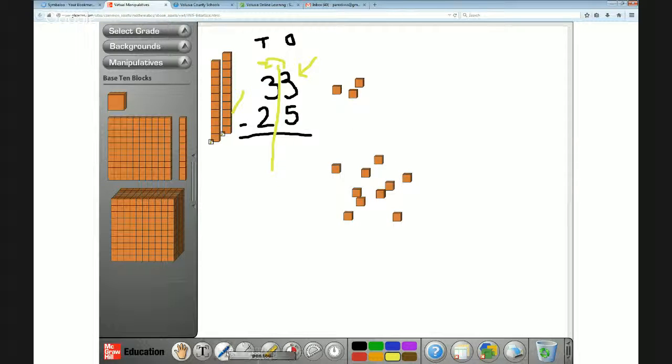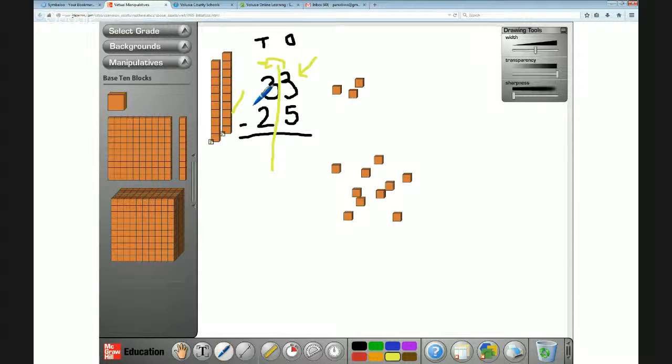Now using a pen, let's do the same thing. Take one of your tens away, change it to 2 tens, and now move that other 10 over here to the ones side. You've got 10 extra ones. You've got 10 ones and 3 ones. So instead of saying I've got 3, you now say I have 13 on the ones side.